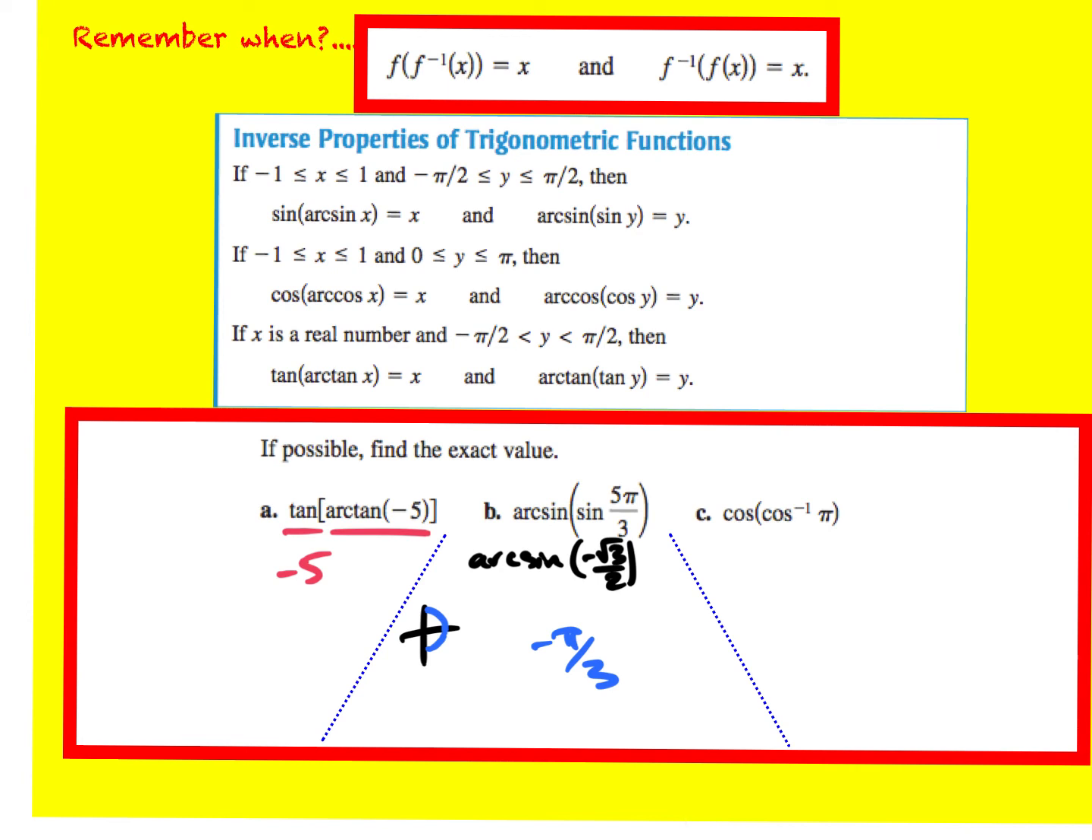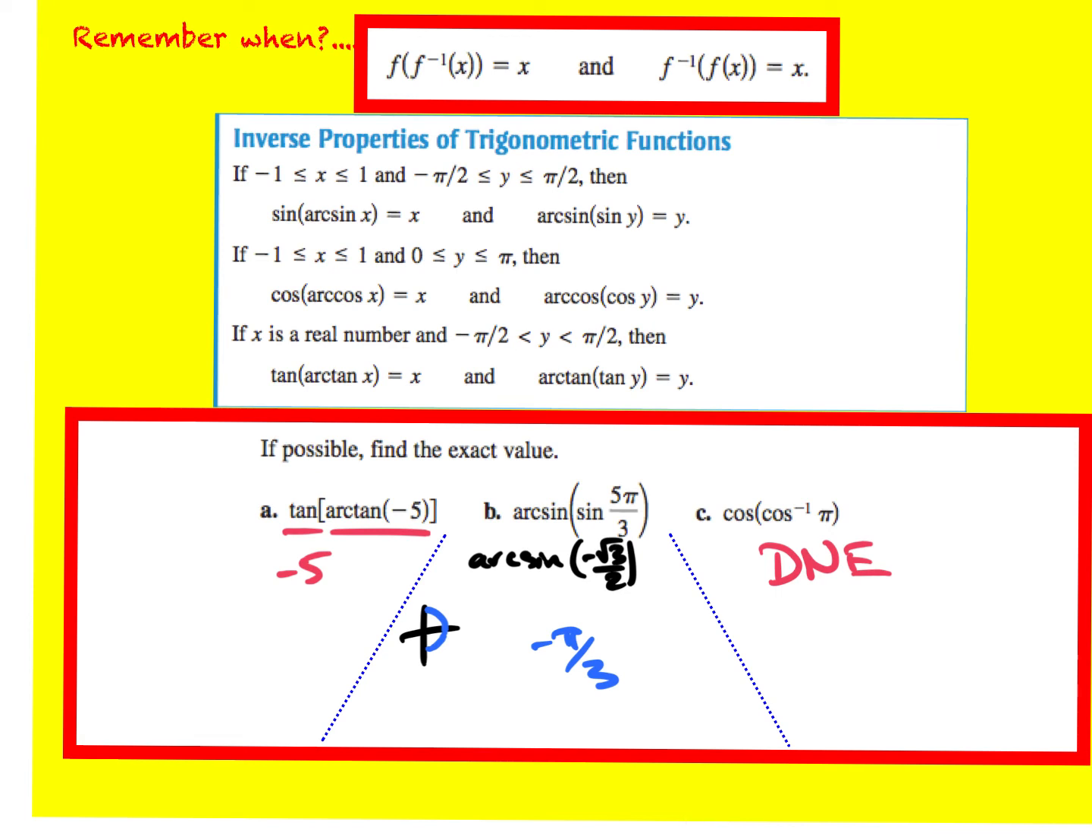All right, let's look at part C. I don't think I'm going to give you a tricky one like this, but let's look at it. So I have cosine of arc cosine of pi. Can I evaluate arc cosine of pi? I don't think so. You can't, because it's more than 1. So this one doesn't exist. I can't even arc cosine it, so I can't cosine that part. Okay, does that make sense?